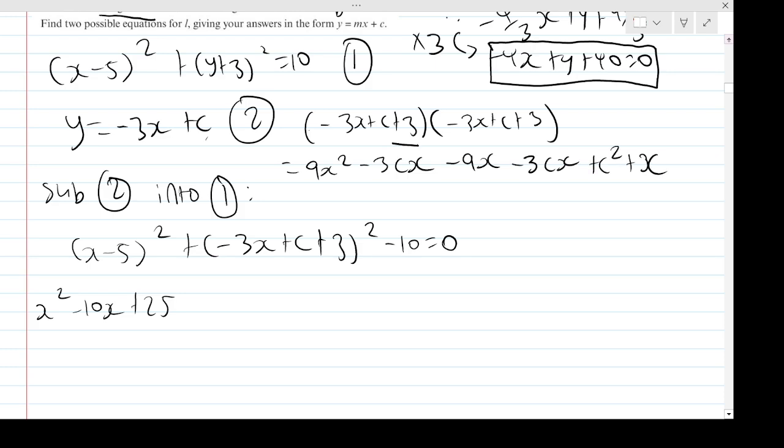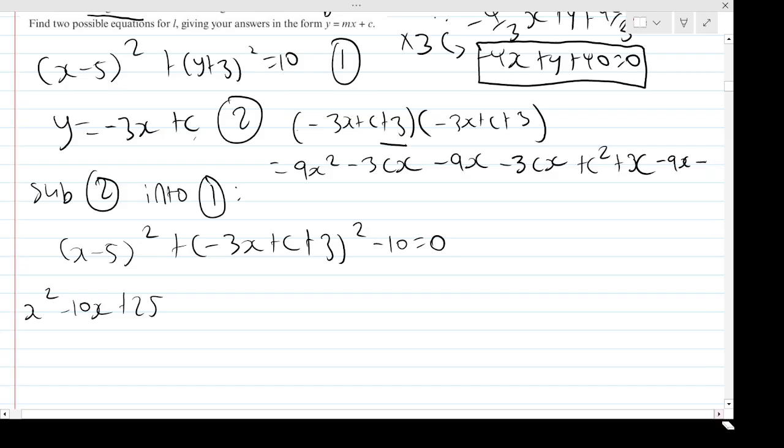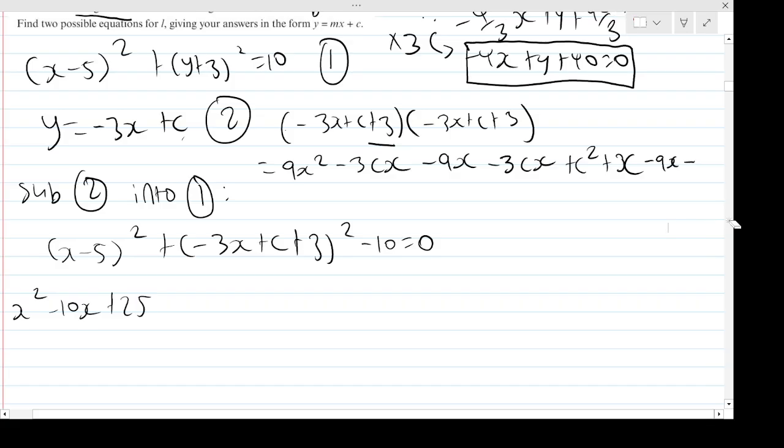Then I move on to the last term. The 3 times minus 3x is minus 9x. Then 3 times c is, if it lets me, I need more space to the right. I might be able to squeeze it in. Anyway, then 3 times c is plus 3c.